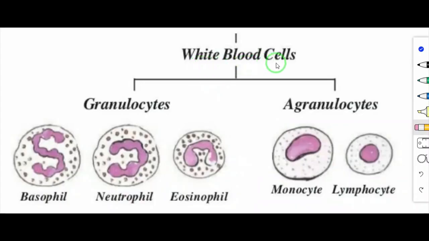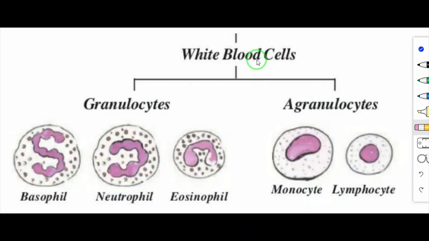White blood cells or leukocytes. These white blood cells are colorless. They don't have any color. They do not have hemoglobin. Hemoglobin is a red color pigment, so it is not present in the white blood cells, and these cells are nucleated cells. These WBCs are found in the bone marrow, spleen, thymus and lymph nodes.